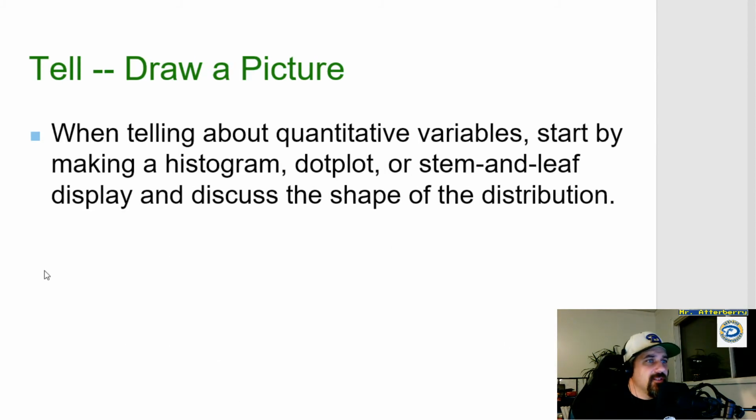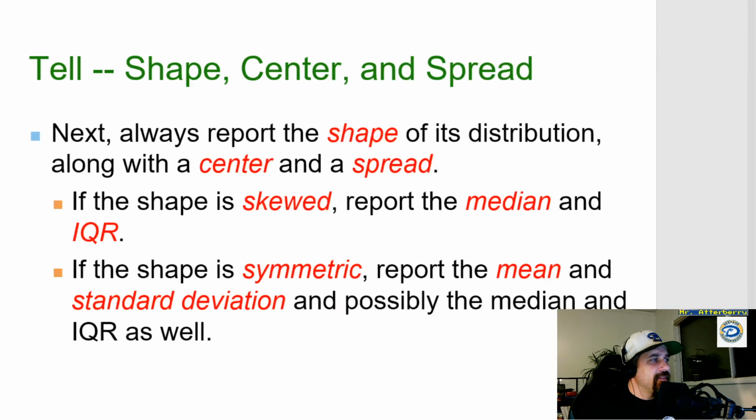Draw a picture. When telling about quantitative variables, start by making a histogram, dot plot, or a stem and leaf display and discuss the shape of the distribution. Next, always report the shape of the distribution along with its center and spread. So shape, center, and spread. If the shape is skewed, report the median and the IQR. If the shape is symmetric, report the mean and standard deviation and possibly the median and IQR as well, if you want to give that your time. One more time, if it's skewed, report the median and IQR.